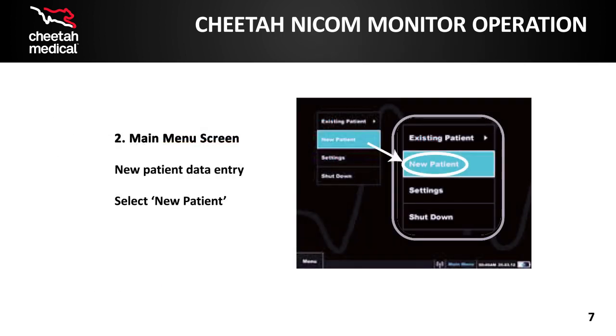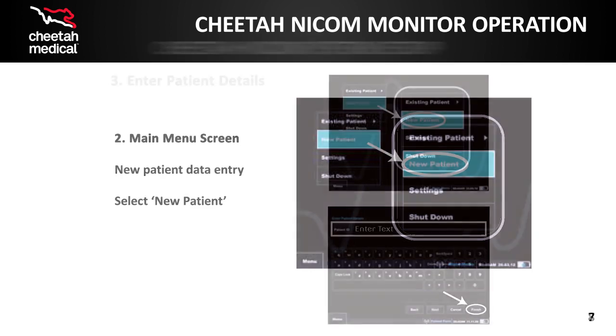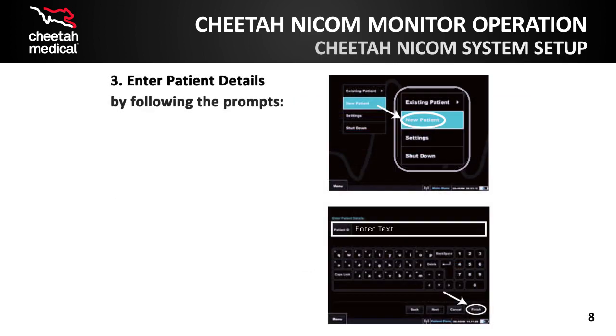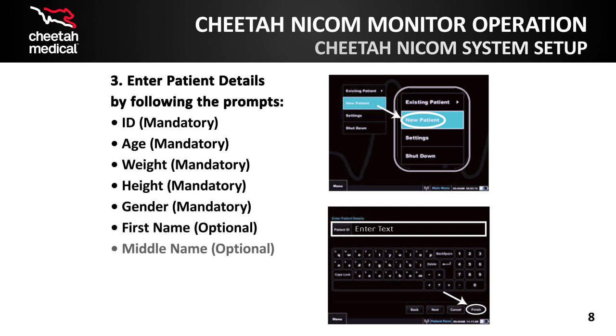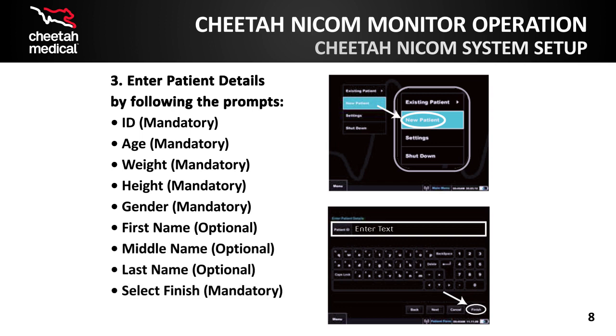To add a new patient, select the New Patient option from the main menu screen by touching the screen in the correct location. The CHEETAH NICOM system will proceed through the various screens so the proper patient information can be entered. After entering each piece of information for the patient, tap the Next button to enter the additional information. When all of the information has been entered, select Finish.